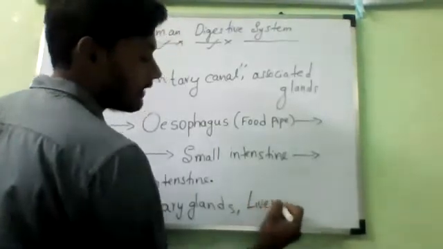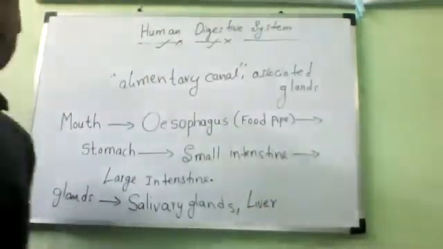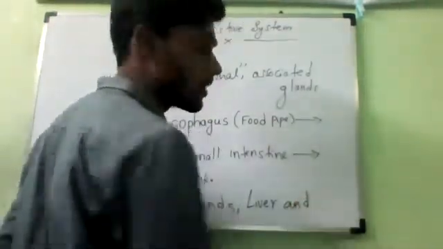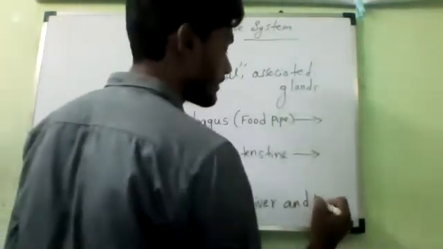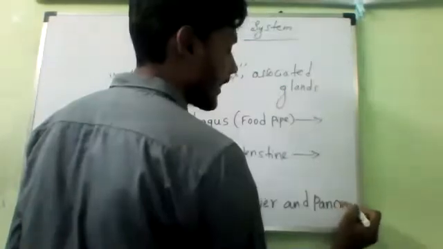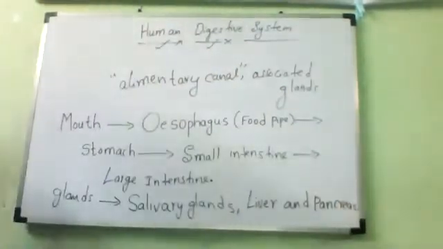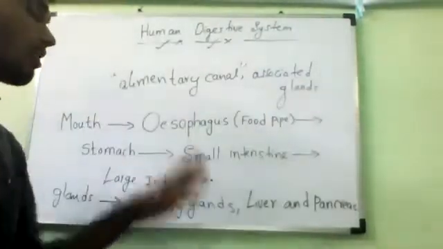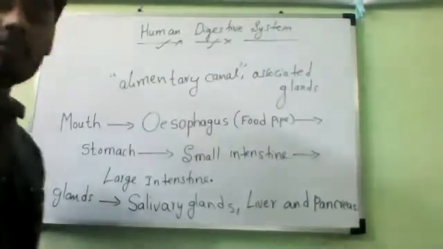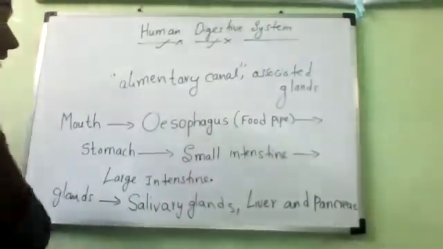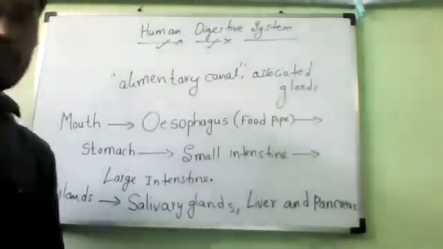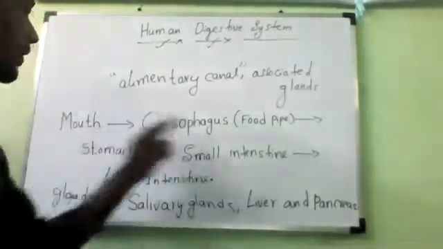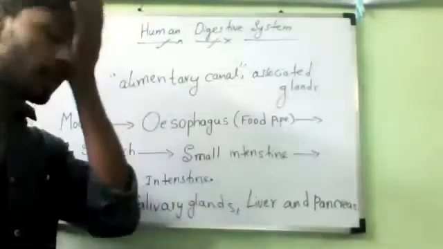Gastric glands. Liver. Understanding? Salivary glands, liver, and the next gland, pancreas. These are the glands which are useful in our digestive system. That is why these three are called associated glands, which are involved in the human digestive system. Do you understand or not? Yes, sir. Okay, so write this process as well as these associated glands. All of you write it.